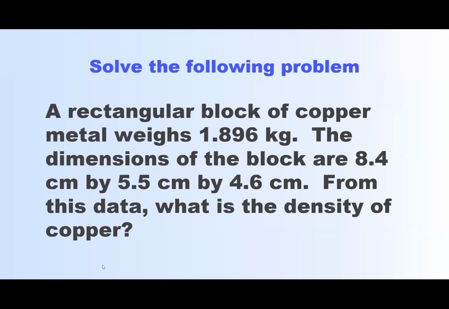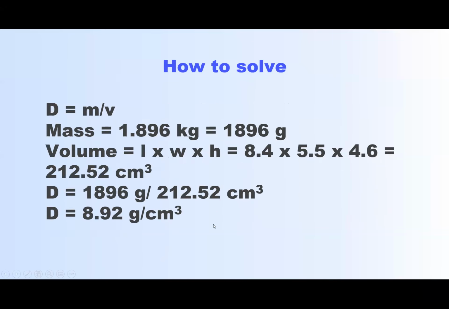So now we know that after we do the length times breadth times height, we got 212.52. Then we use the formula, which is mass over volume, which is 1896 grams over 212.52 cm cube, and you get a density of 8.92 gram per cm cube, which means to say, students, this will definitely sink under water.